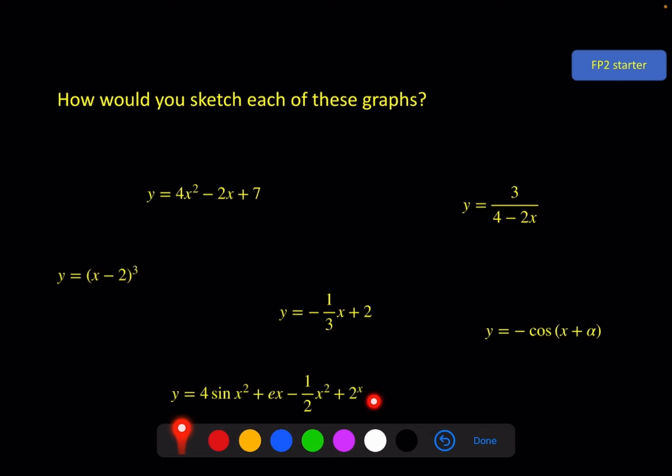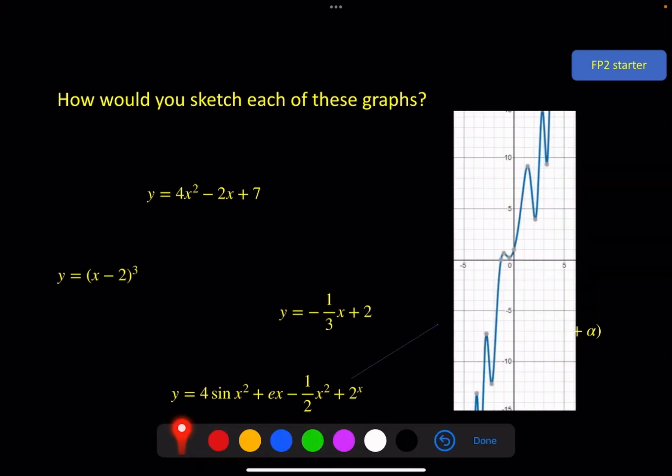But this one here, out of all of them, this one might be a bit of a problem. And if you don't know how to sketch this, as you probably don't, I don't, then at the very least what you can do is put some values of x into this equation, find their corresponding y values, plot a few points until you get enough of a graph to sketch the remainder. In this case, it's quite complicated.